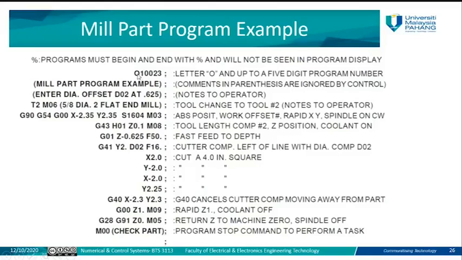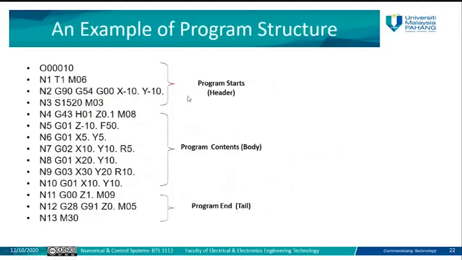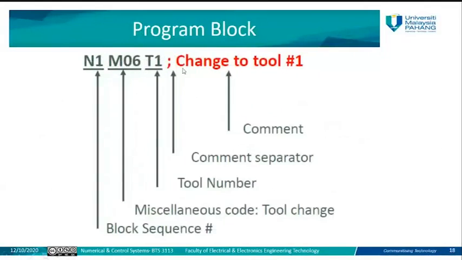Then the next part is the definition of the program name. As you can see here, O10023 is the program name. The one that we didn't mention before, in chapter 4, is that you have two options to add comments. Either you write the code like this one, and after the comment separator you write the comments to define what this block means. This comment is more specific to this block of coding. Change to tool 1, that means you explain what you have in this code.